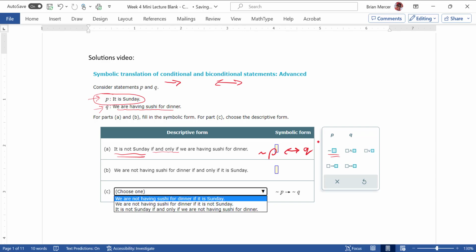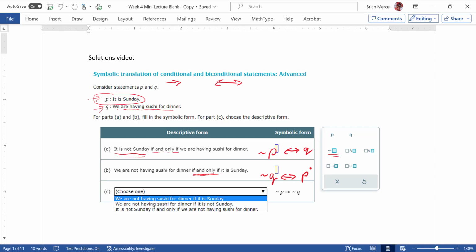The second one says we are not having sushi for dinner if and only if it is Sunday. Notice an if and only if again, so that means we have the biconditional. We're not having sushi for dinner, so that's not Q. So the not Q, if and only if it is Sunday. And the statement it is Sunday is P, so that's not Q if and only if P.